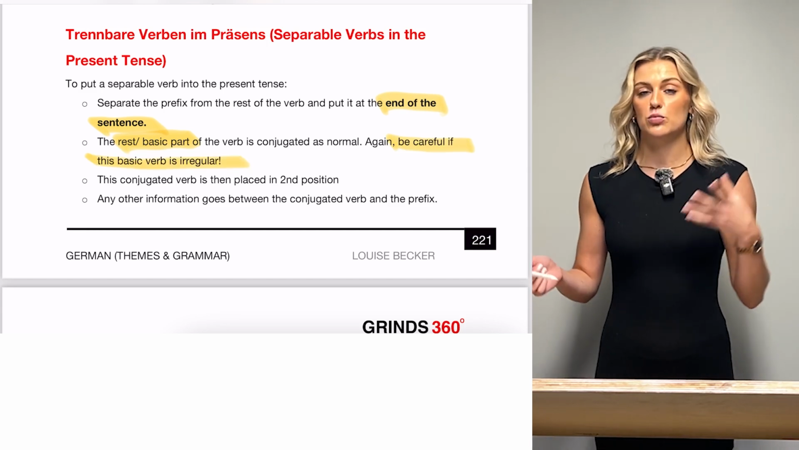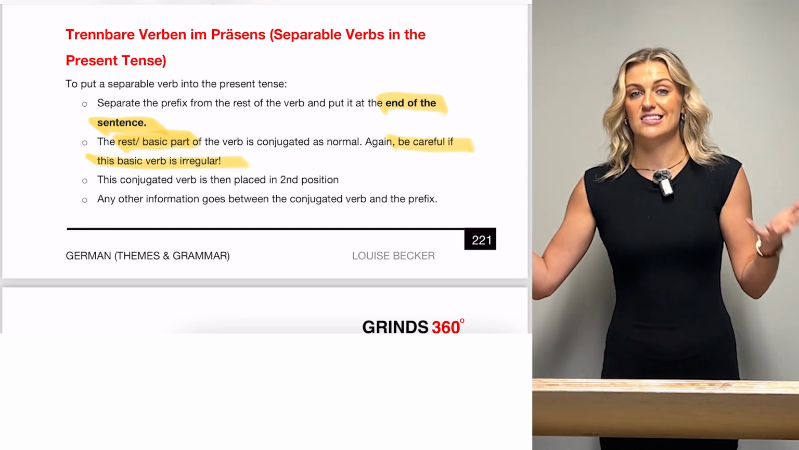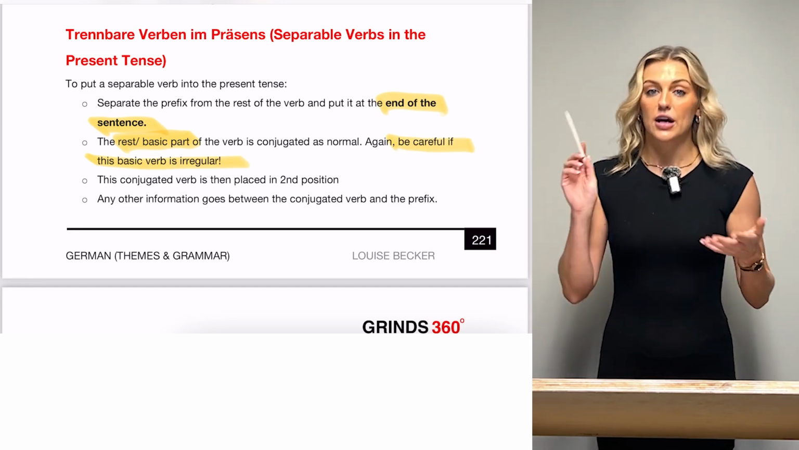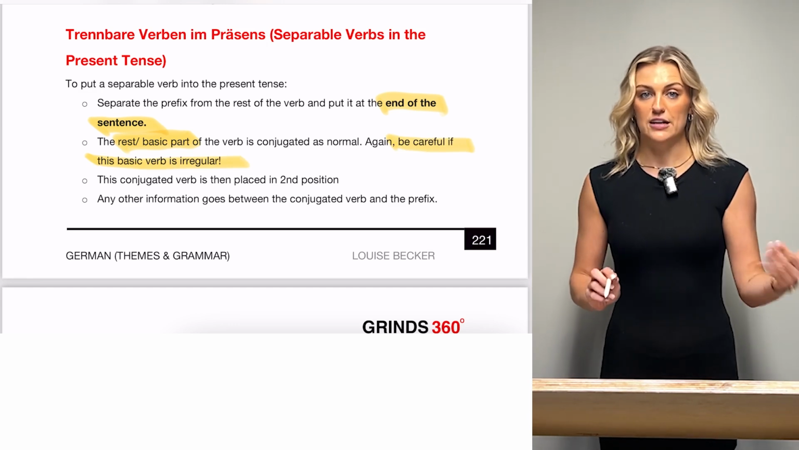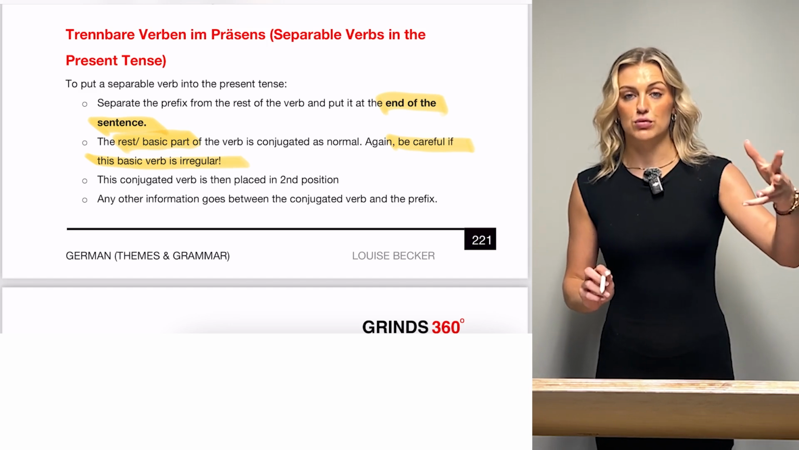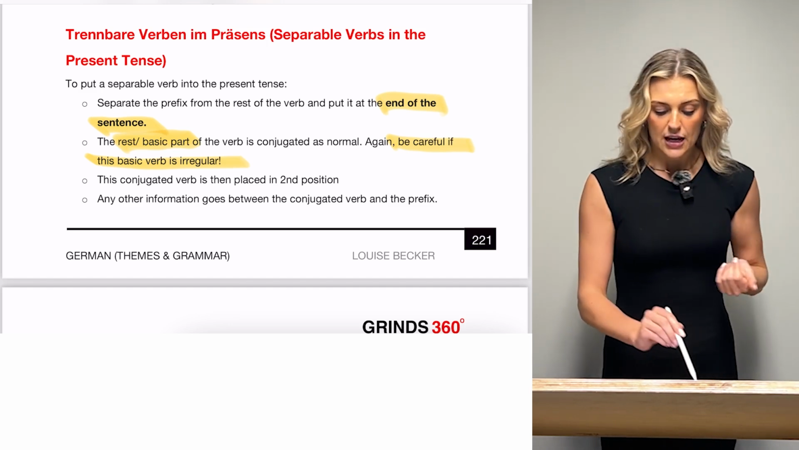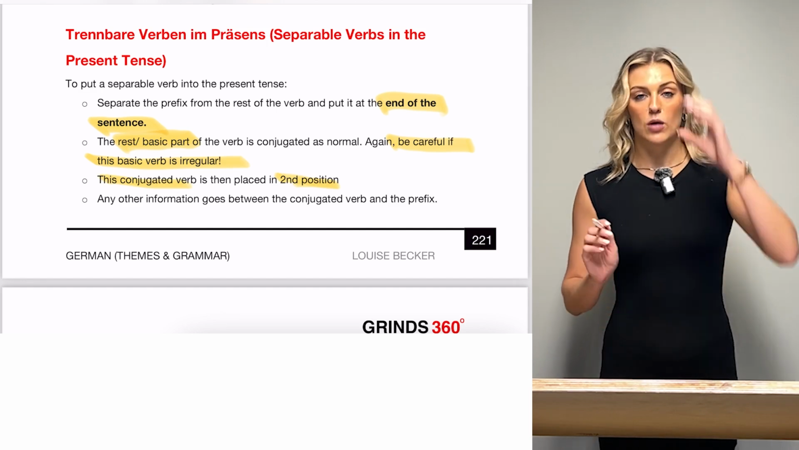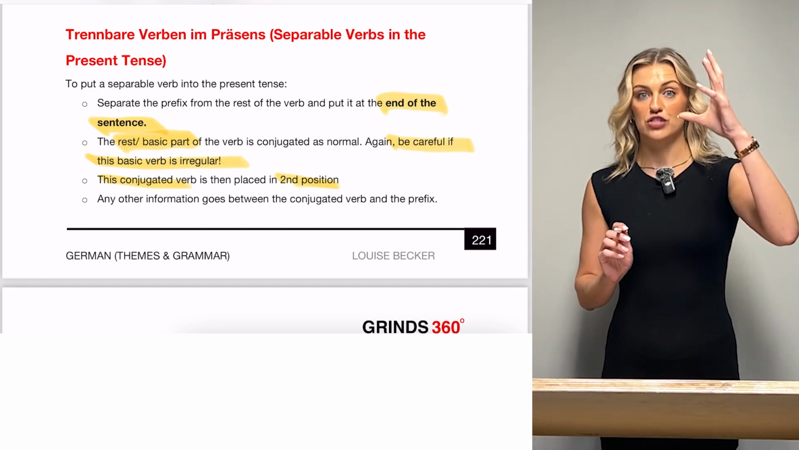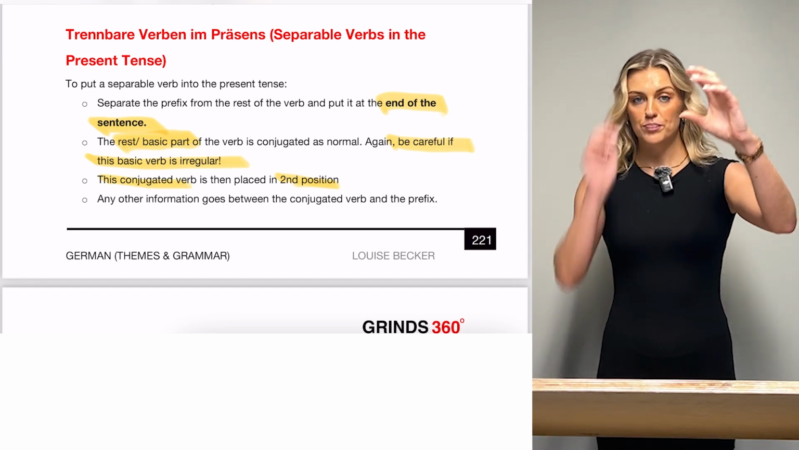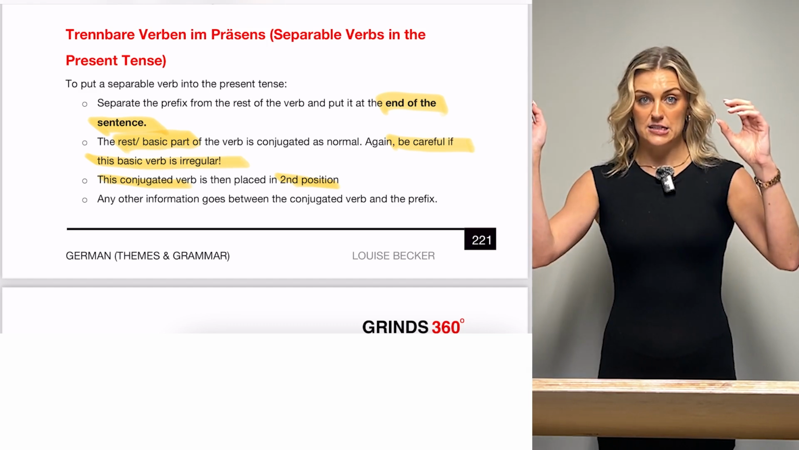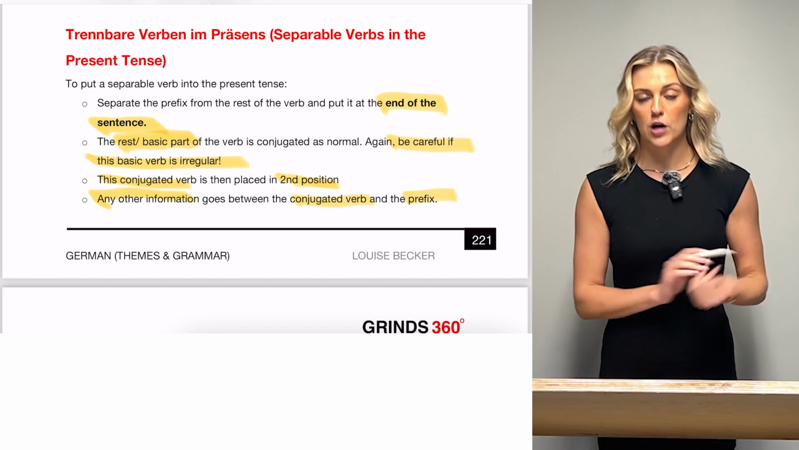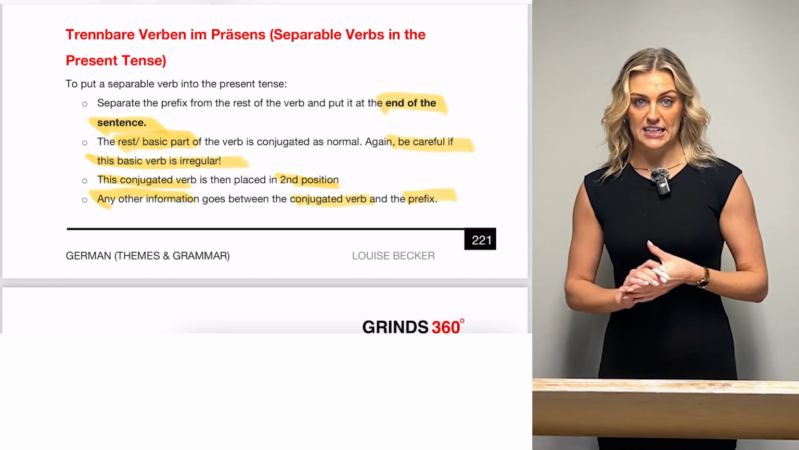You treat it as it is normally, as if the prefix isn't there, okay? So if it's an irregular verb, normally in the present tense, it's still irregular and you conjugate it accordingly. Then you give it its root change for du, the S-man, okay? This conjugated form of the verb then is placed in second position, okay? So our basic verb that's conjugated is put in second position and our prefix is at the end, okay? And then any other information will go between the verb and the prefix. And that's basically it, okay?